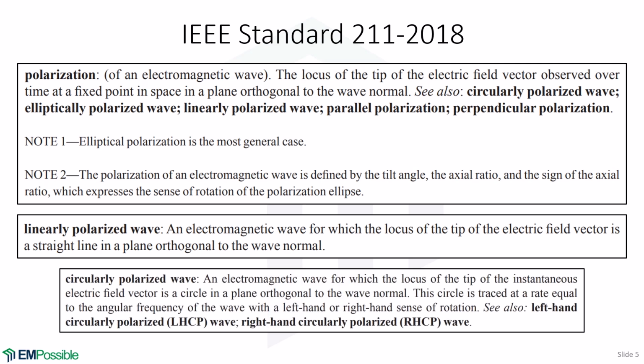Circularly polarized wave: an electromagnetic wave for which the locus of the tip of the instantaneous electric field vector is a circle in a plane orthogonal to the wave normal. This circle is traced at a rate equal to the angular frequency of the wave with a left-hand or right-hand sense of rotation. And that's where even more confusion will come in, the difference between left and right hand.